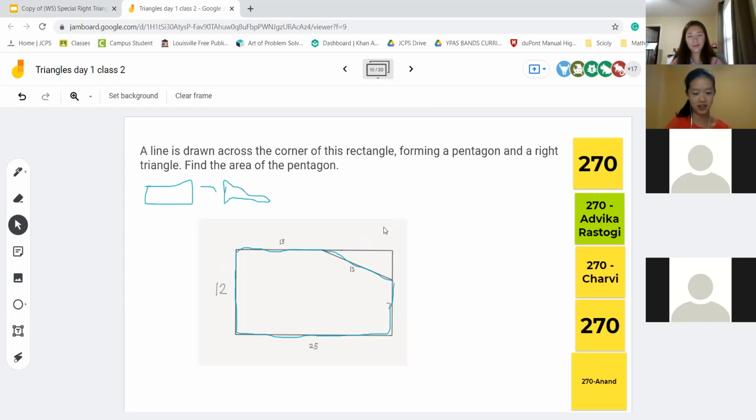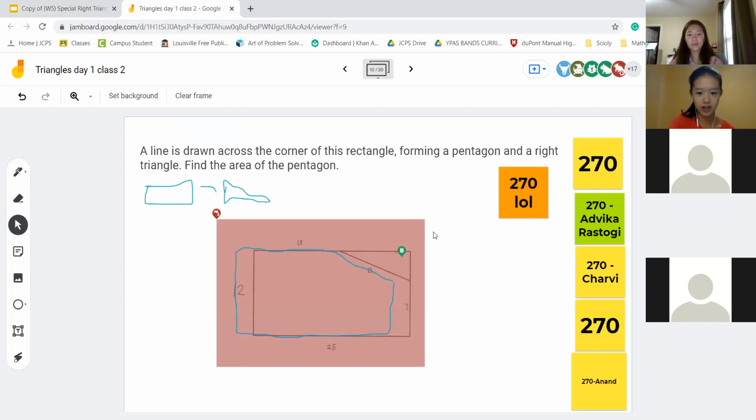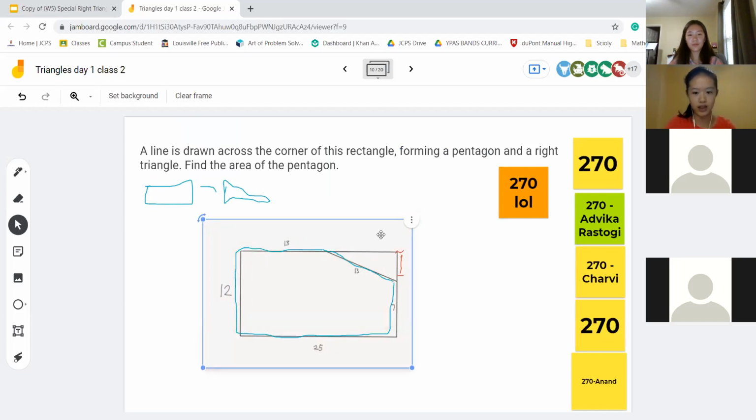But that would just be easier, right? So let's do that. So we need the area of the triangle. So how do we get that? Well, we need the height and the length. So the height is this part I marked in red, and the height is just the difference between this longer side here and this short side here. So 12 minus 7. So the height would be 5.